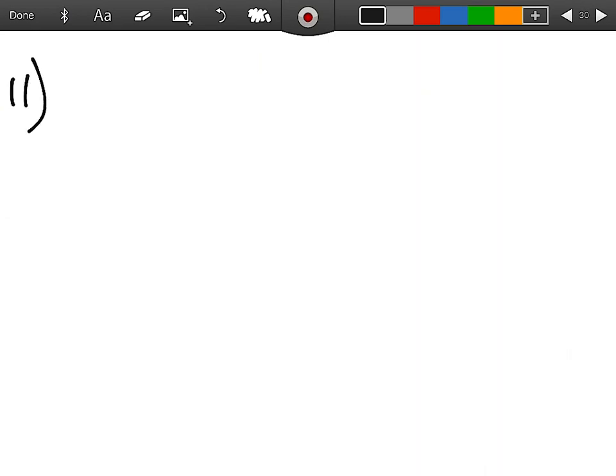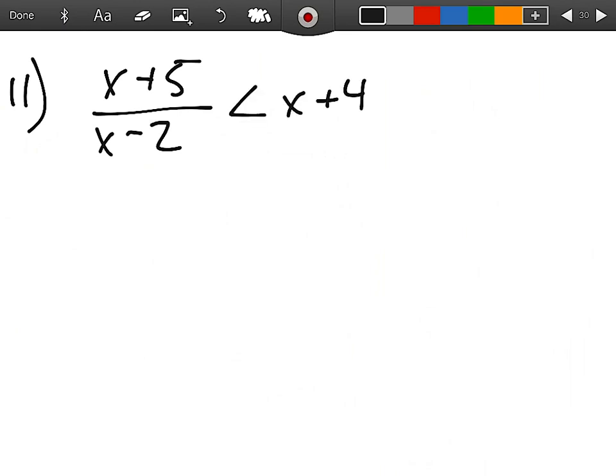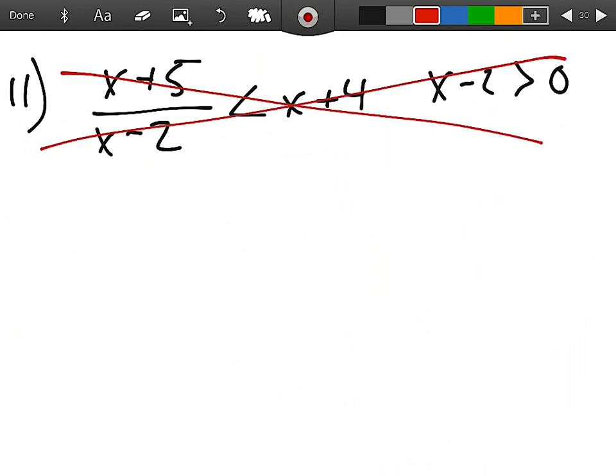All right, solve the inequality: x plus 5 over x minus 2 is less than or equal to x plus 4. So the first thing we have to do is say that x minus 2 is going to be greater than 0. I've lost my place. You must first multiply each member by x minus 2. Yeah, I'm not going to give y'all anything this hard either. So just take 11 and consider it above your pay scale.